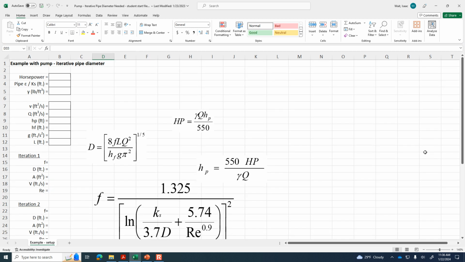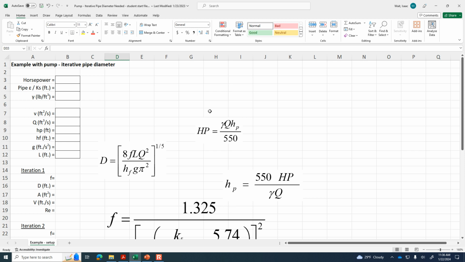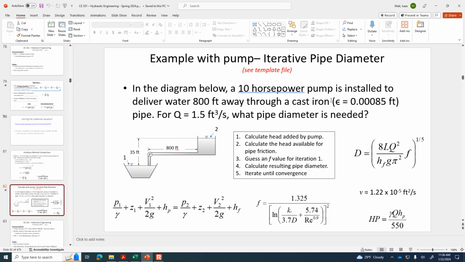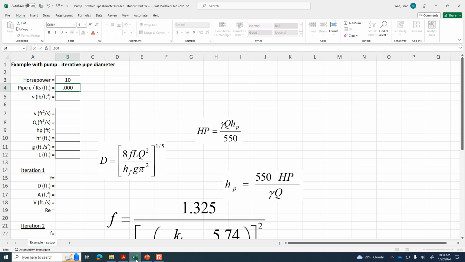So this is the template that's available on Blackboard. And we'll just put in the things that we know about the system here. It's 10 horsepower. The pipe equivalent sand roughness for the material that we've got here, cast iron, the epsilon is 0.00085 feet. The unit weight of water, 62.37 pounds of force per cubic foot. The kinematic viscosity of water in traditional units is 1.22 times 10 to the minus 5 feet squared per second.